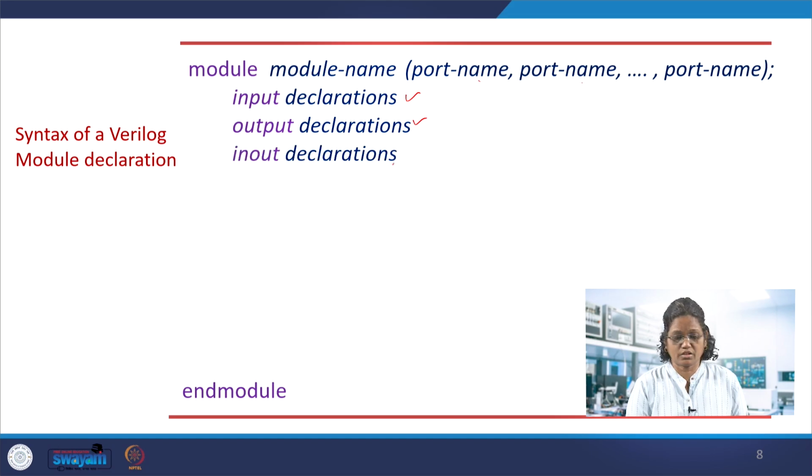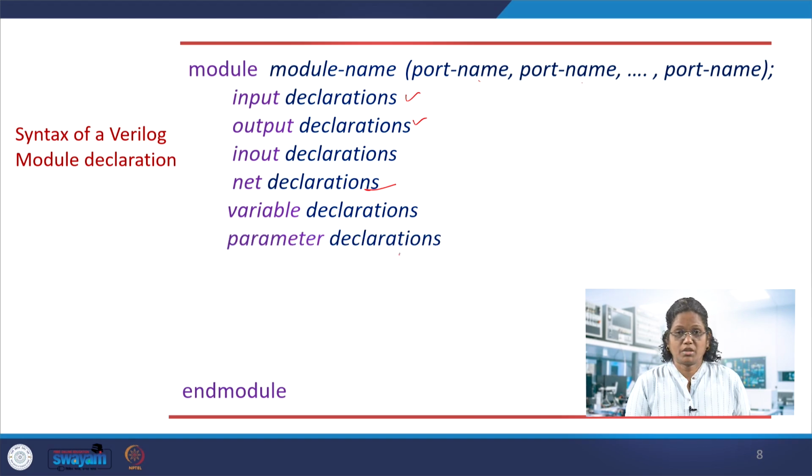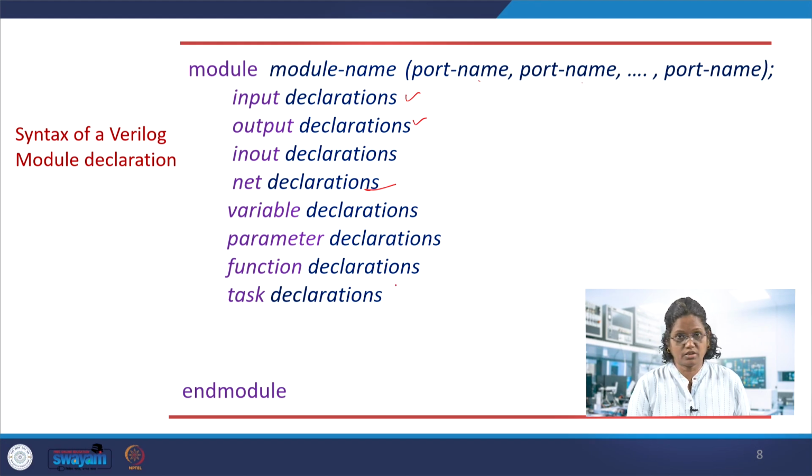And then the inout declaration. The signals can be input, or output, or inout. That means a particular signal can be the output of one module and be used as an input to another module as well. Then there are the net declarations, whether it is a register or a wire, which we are going to see in detail. These come under the declarations. Then the variable declaration, which lists the variables you use, the parameter declaration, function declaration, and task declarations. So these all contain the declaration part.